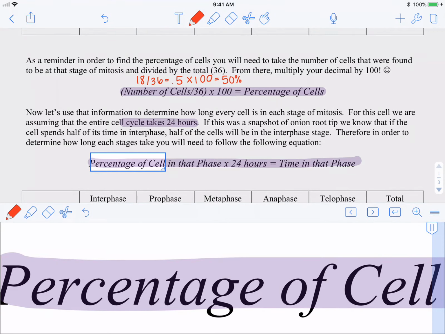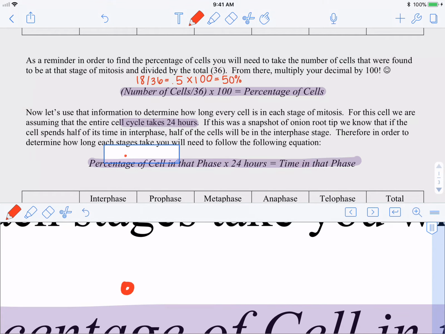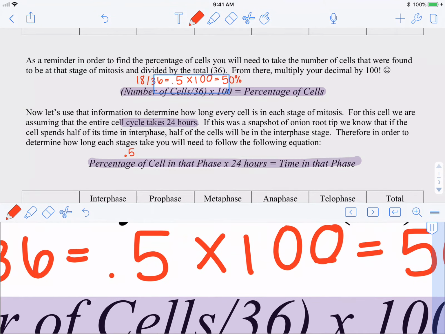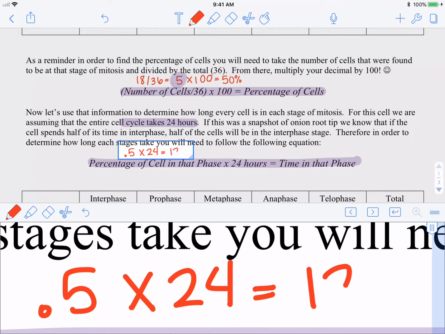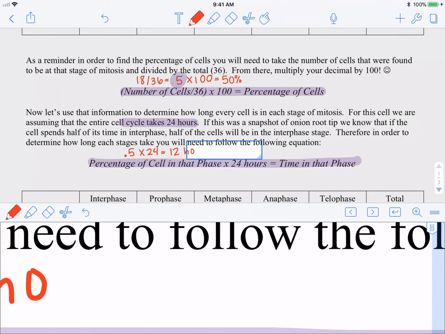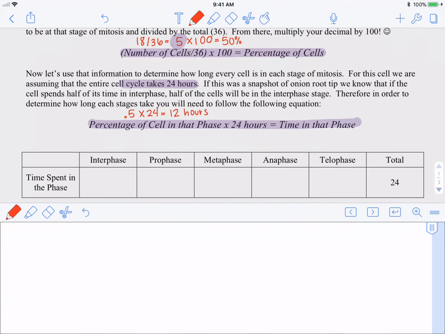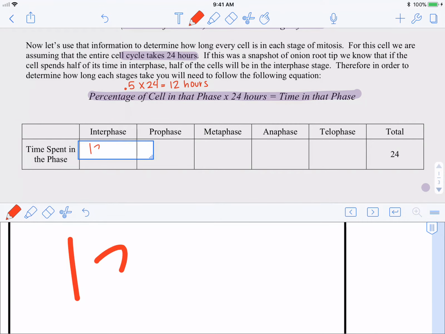I'm going to take that percentage, and when you use this percentage, use the decimal, not 50. If you use 50, you're going to get something that's way higher than what we're looking for, but the 0.5, and I'm going to multiply that by 24 to equal 12 hours. And I'm going to fill that in right here, that interphase took about 12 hours.